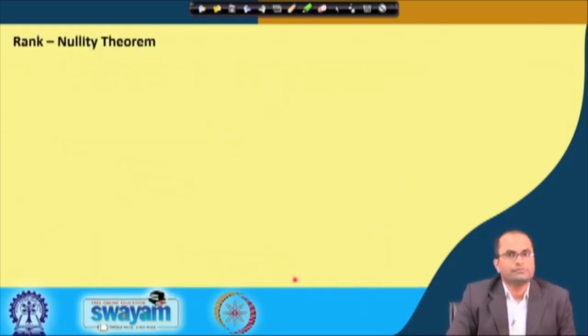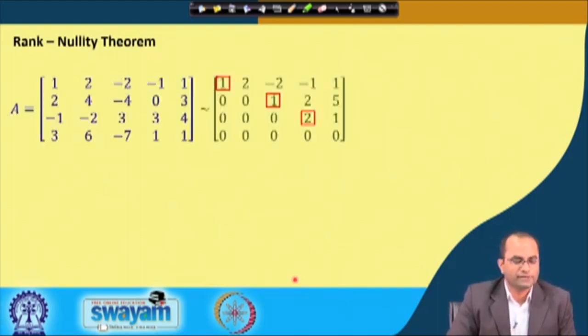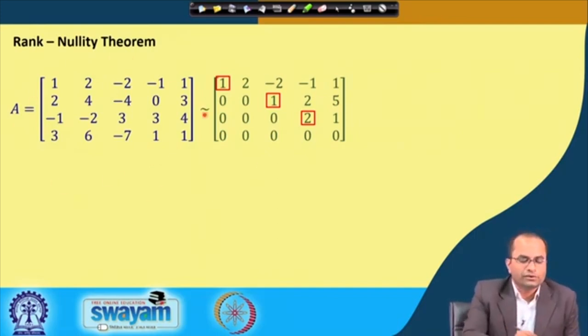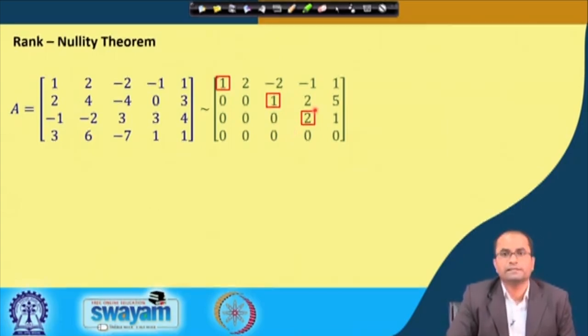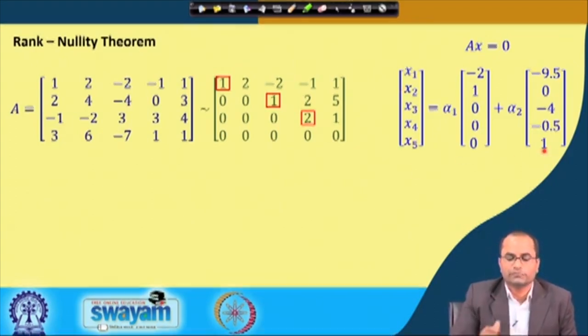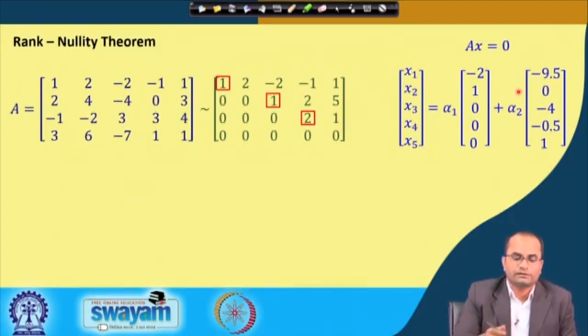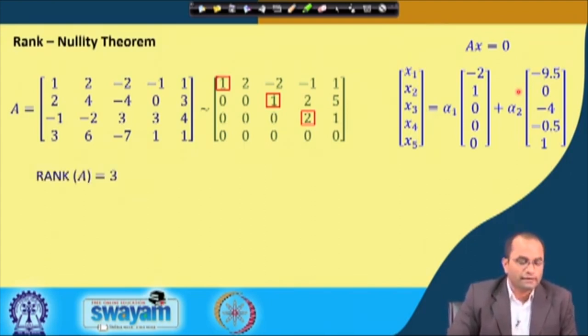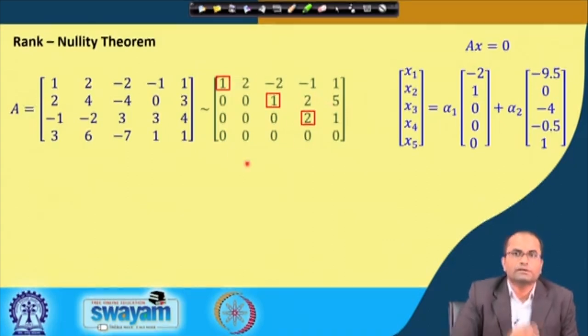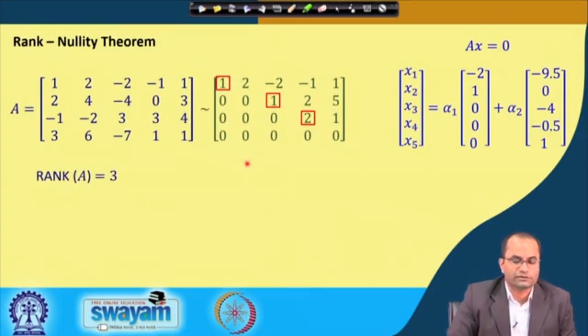There is a rank nullity theorem which we will observe with the help of an example. So, again we will continue with the same example. We have this A here and its reduced form, with these pivot elements. We also had the solution of Ax = 0, written in this form: x1, x2, x3, x4 equals alpha 1 times this generator plus alpha 2 times another generator which generates the solutions. Here the rank of A is 3, because it is the number of linearly independent rows or columns or the number of pivots.